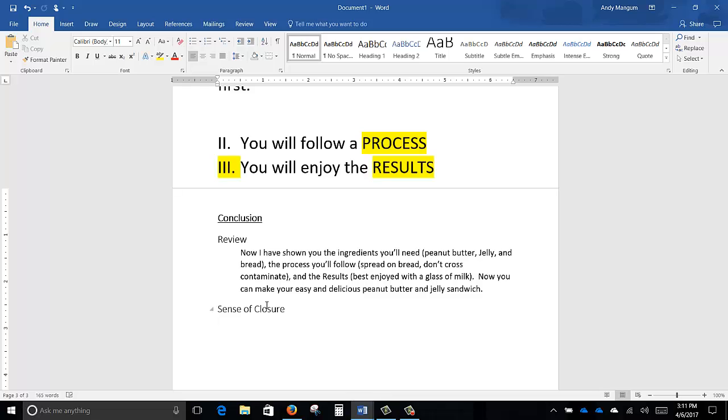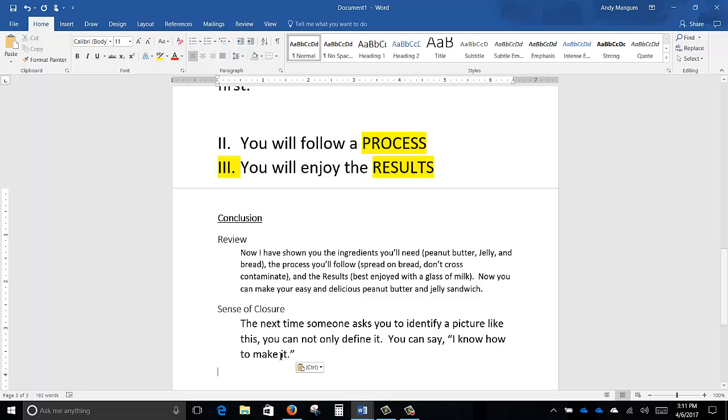But for this one, I've written a sense of closure that says, referring back to that picture, the next time someone asks you to identify a picture like this, that's my peanut butter and jelly sandwich, you'll not only define it, you can say, I know how to make it. And that gives that audience the sense that the speech has come to an end.